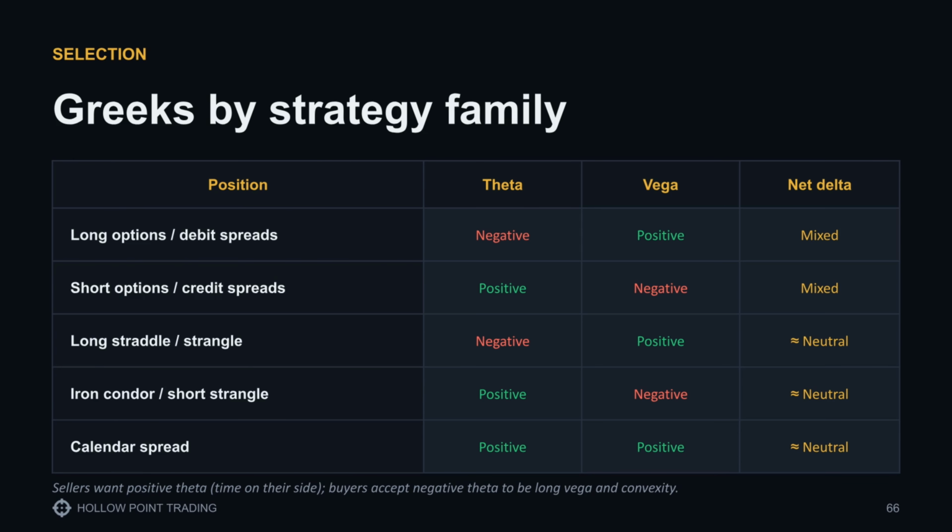Understanding Greeks by strategy family helps you manage expectations. Generally, sellers want positive theta, letting time work in their favor. Conversely, buyers accept negative theta to gain positive vega and convexity, betting on a rise in volatility or a larger move in the underlying price.